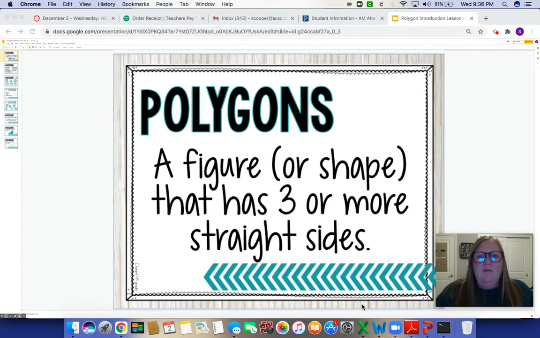And today, for our everyday math lesson, we're going to be talking about polygons. And so on the screen, you will see that there is a definition of what a polygon is. A polygon is a figure or shape that has three or more straight sides. And so that's what we're going to be looking for. It has to have at least three or more sides that are straight.